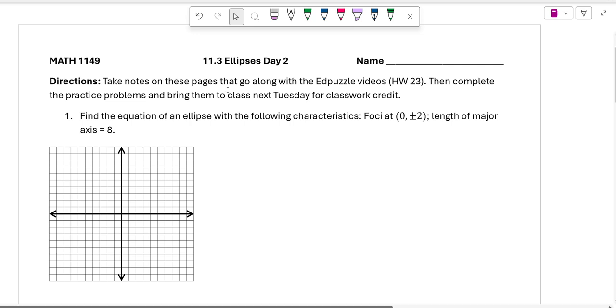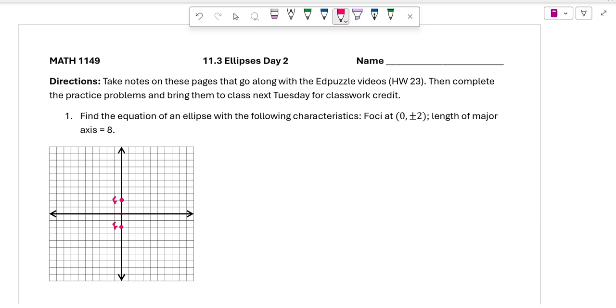All right, so to start out, we're just going to do a couple problems where we are determining the equation of an ellipse. The first one gives us some characteristics. The foci are at (0, ±2). That means up 2 and down 2 in the y direction. And remember, those are the foci. As soon as you know this, you can tell the center, right? Just because it's right between the foci.